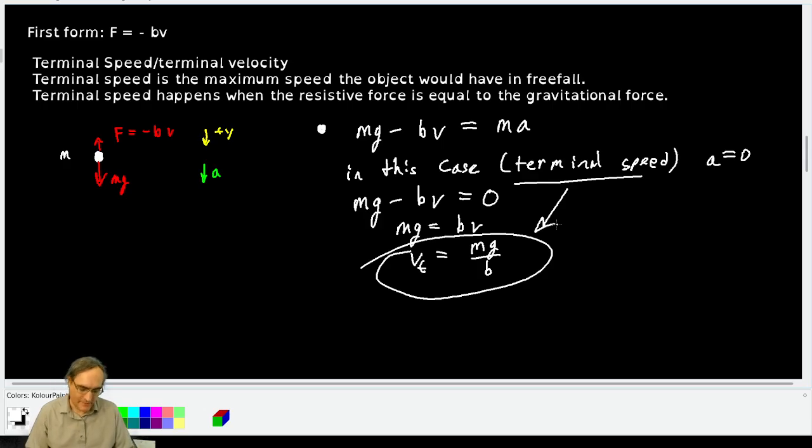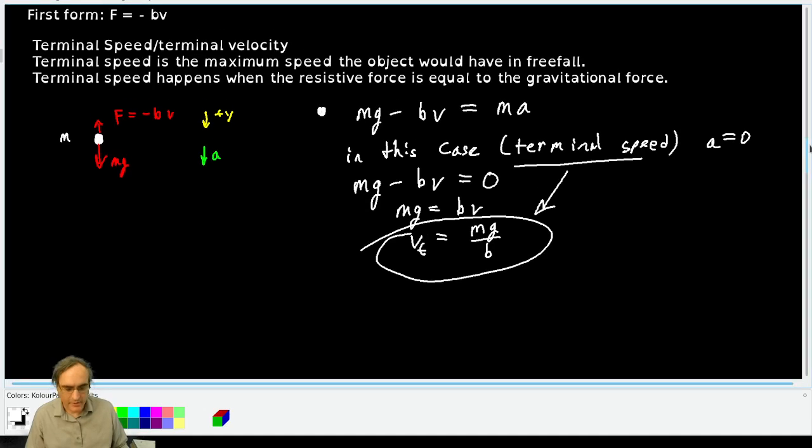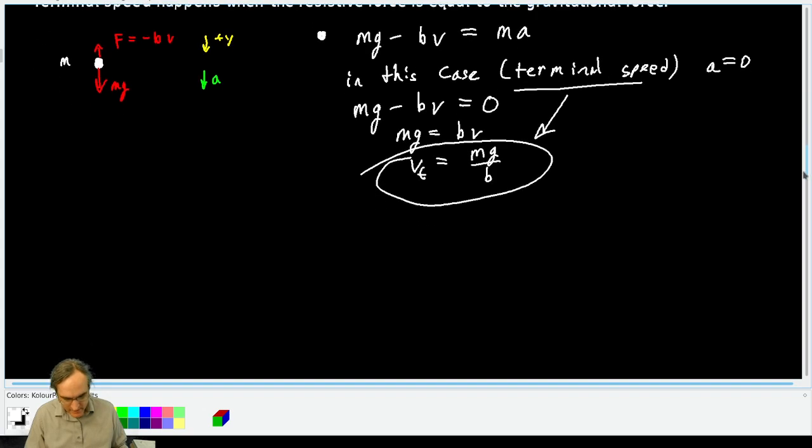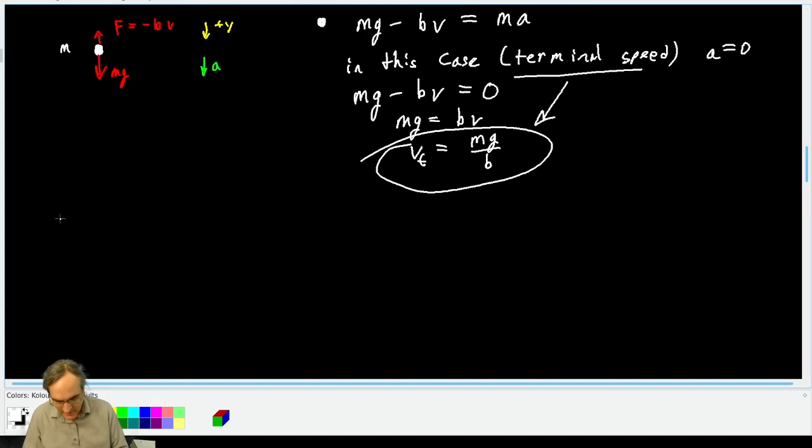Now, in this specific case, we can actually do a kind of differential equation, a little bit like we did when we were saying a is equal to dv dt and separating and integrating. And we can actually figure out, as a function of time, how the motion of this object would change. So to do that, we're going to come back to that first formula. mg minus bv equals ma, and we are going to find v as a function of t.